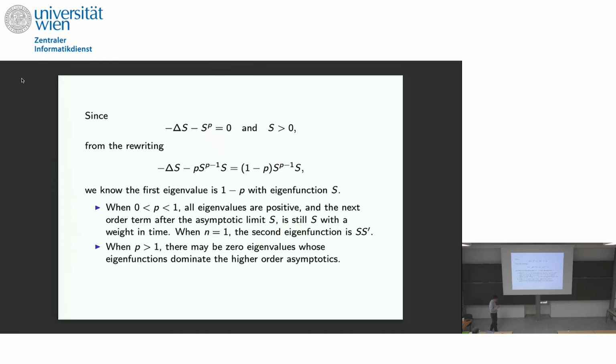And when p is bigger than 1, now the first eigenvalue is negative. And that is a little bit complicated, right? If the first eigenvalue is negative, you may wonder whether there will be 0 eigenvalues or not.